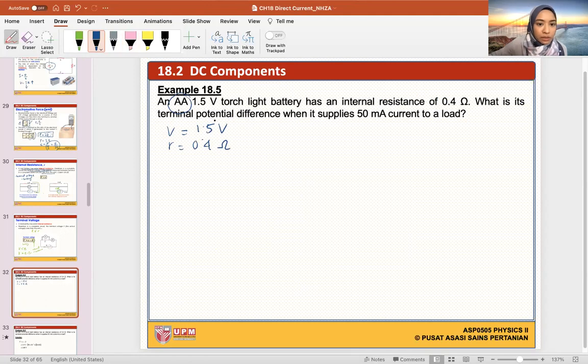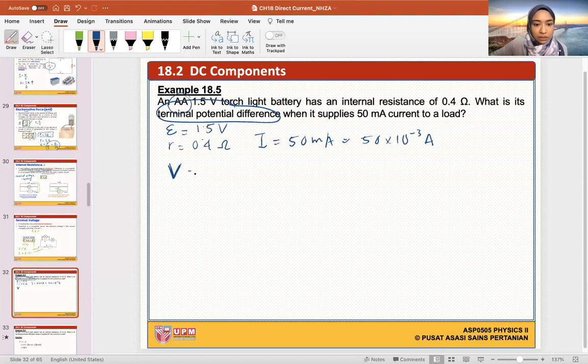If it's asking for terminal potential difference, it's asking what is V, which means that 1.5 volt is the EMF. Supposedly, I hope I'm right. So it's asking for V when it supplies 50 milliampere current to the load. So I is 50 milliampere, or 50 times 10 to the minus 3 ampere.